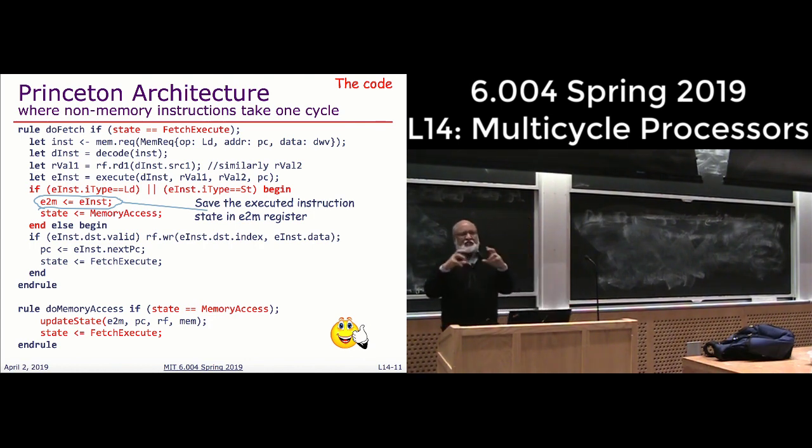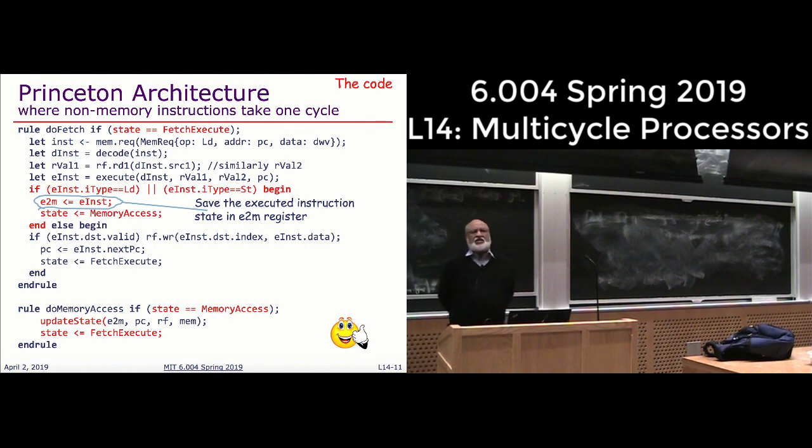So we have this as the primary rule here. It executes instructions in 1 cycle, unless the instruction happens to be a load or a store. If it's a load or a store, then I store the partially executed instruction in some register, which I'm calling E to M. At the same time, the next state is not fetch. The next state is memory access. I've just named it the memory access state. So save the executed instruction state in the E to M register.